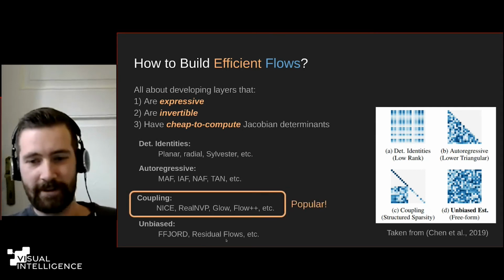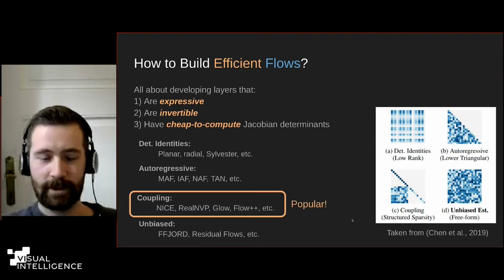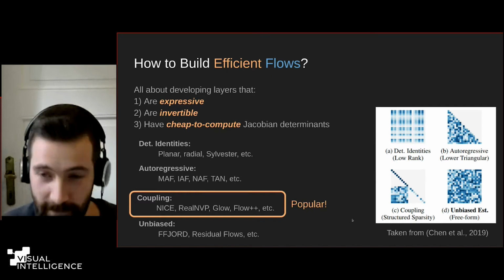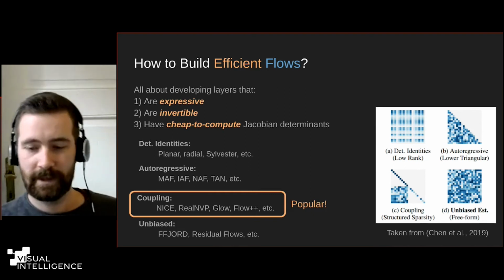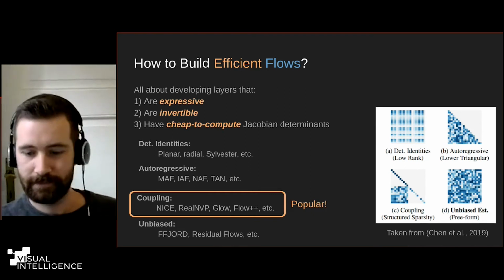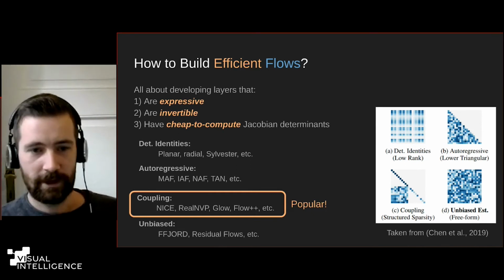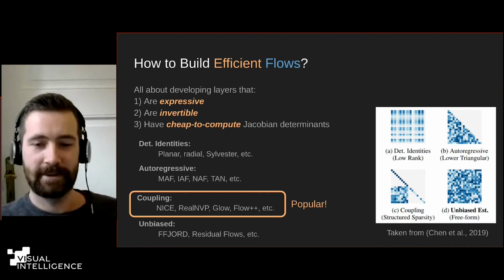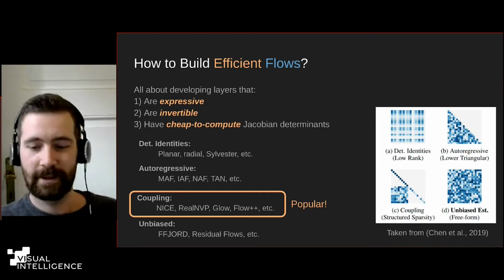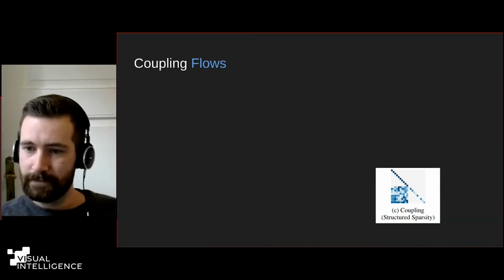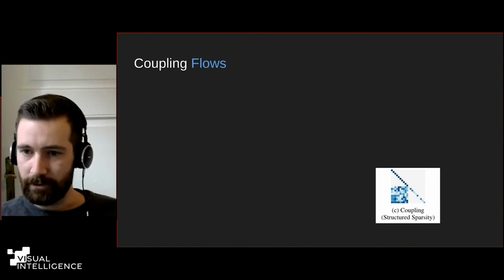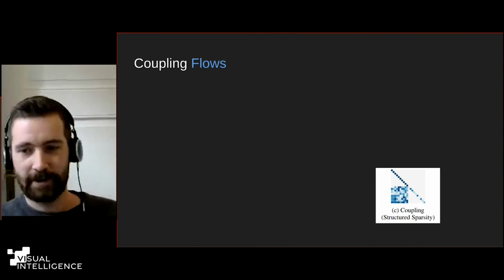What we will talk about is coupling flows, which you could say arguably is the most popular type of flow used in the literature. And also one of the simpler to implement, and they're quite flexible and fast and so on. So coupling flows. How do we get this structure for the Jacobian?